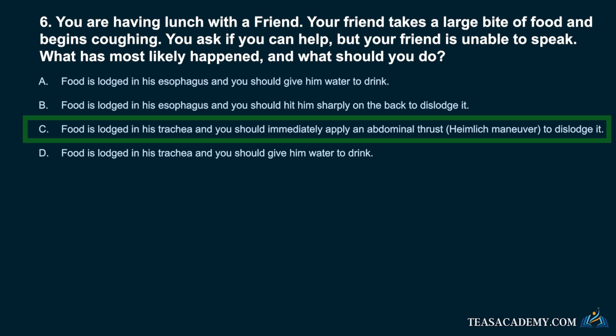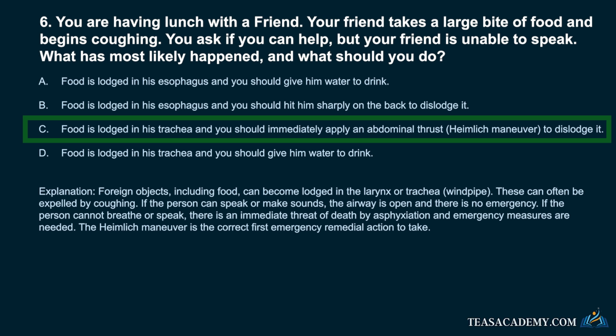Correct answer, C. Food is lodged in his trachea and you should immediately apply an abdominal thrust, Heimlich maneuver, to dislodge it. Foreign objects, including food, can become lodged in the larynx or trachea, windpipe. These can often be expelled by coughing. If the person can speak or make sounds, the airway is open and there is no emergency. If the person cannot breathe or speak, there is an immediate threat of death by asphyxiation and emergency measures are needed. The Heimlich maneuver is the correct first emergency remedial action to take.